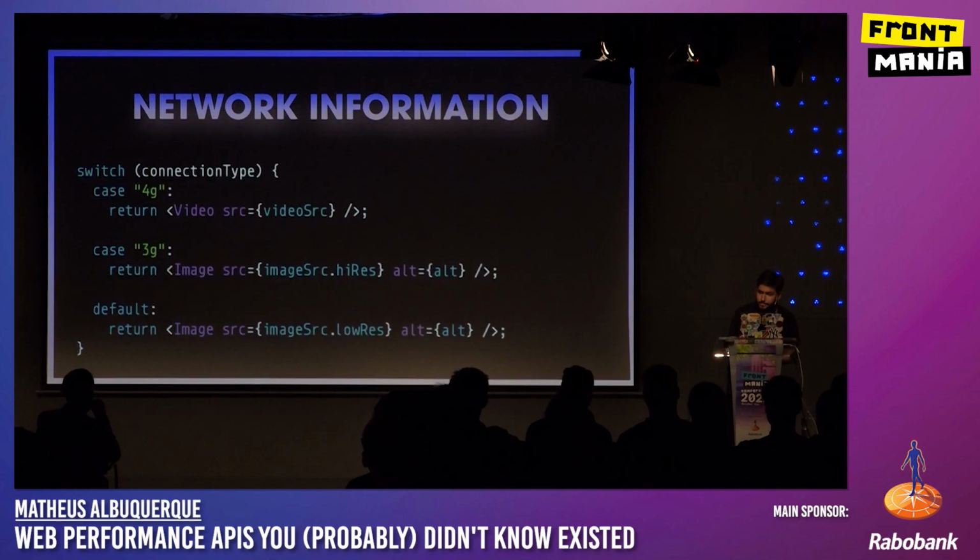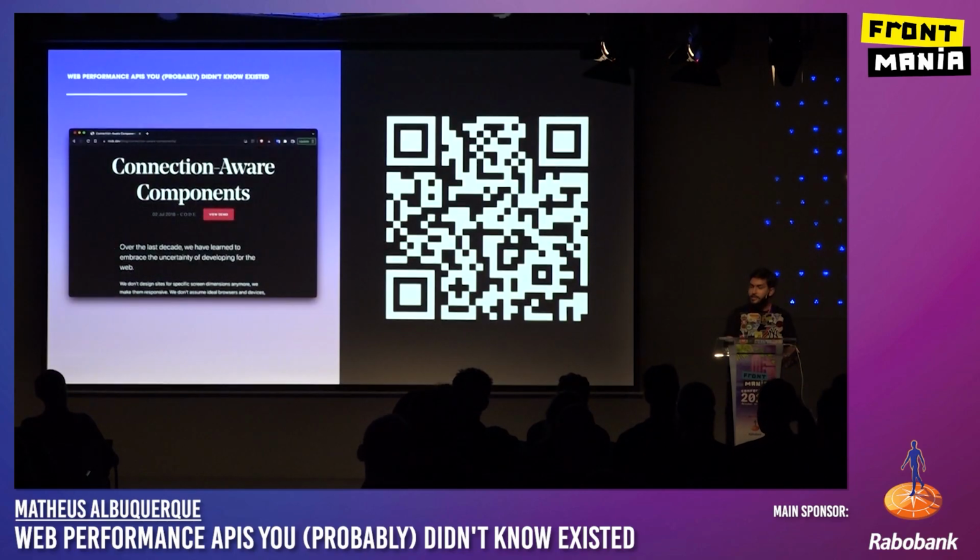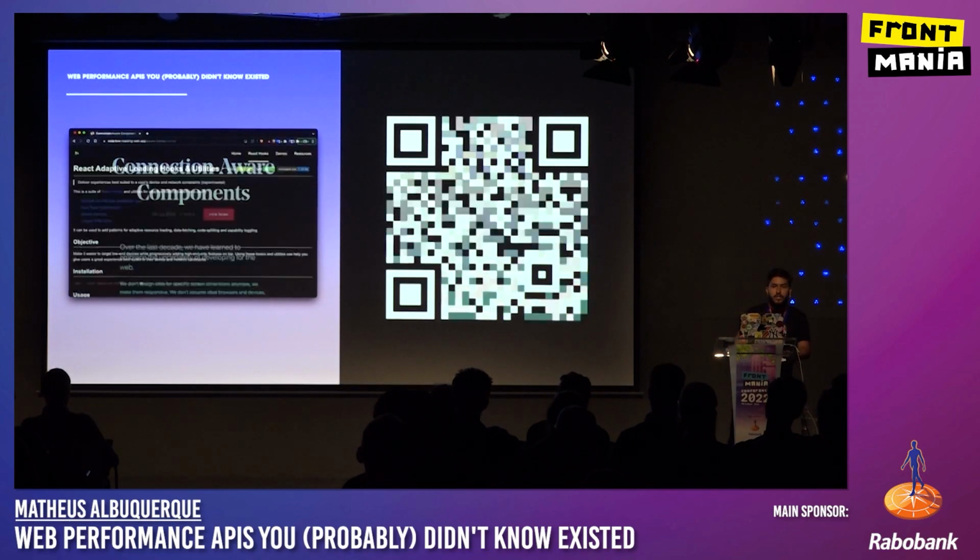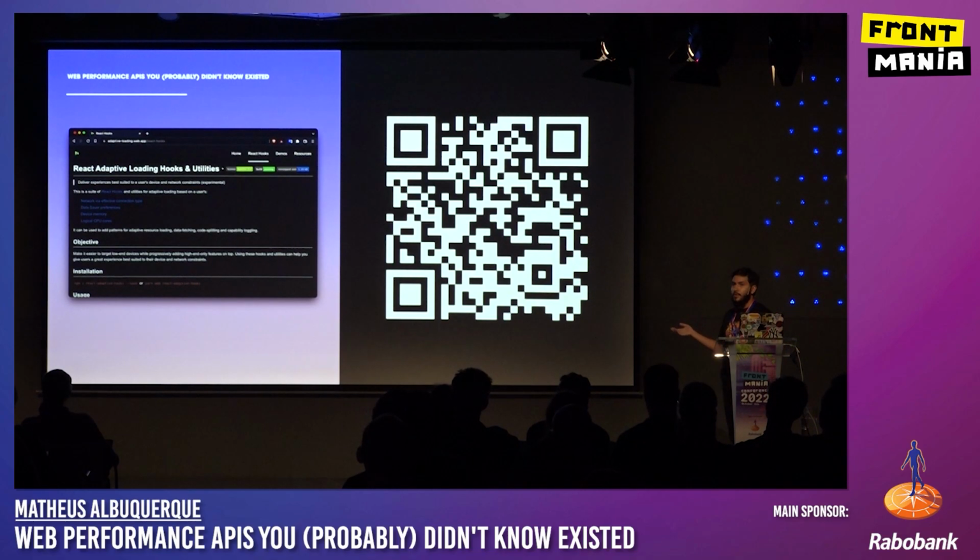And this is one example of using that in React. So you switch based on the connection type, and then if you have 4G, we render the full video. But if you have 3G, you render just the thumbnail with the high resolution. Or if maybe it's 2G, you just render the low resolution thing. And actually, this idea is not new. This concept of connection-aware components has been there for a while now. And there are even libraries that bring hooks that allow you to do that. So this one brings hooks for detecting battery and network status.